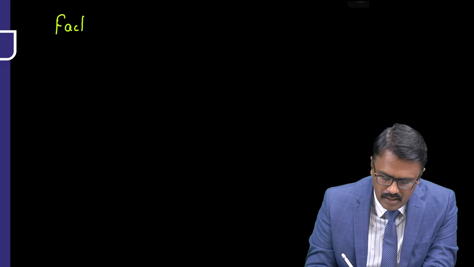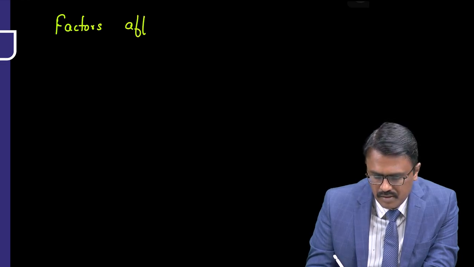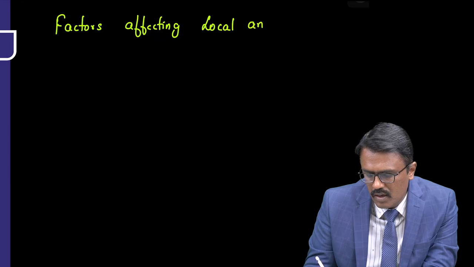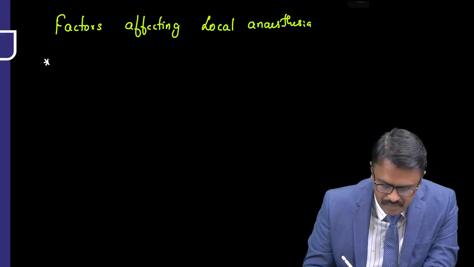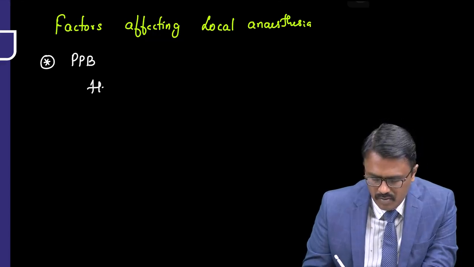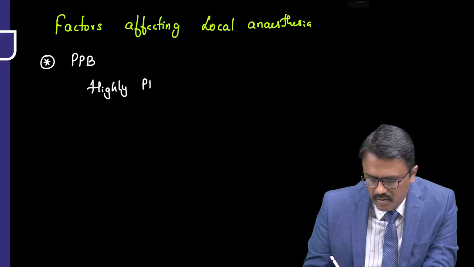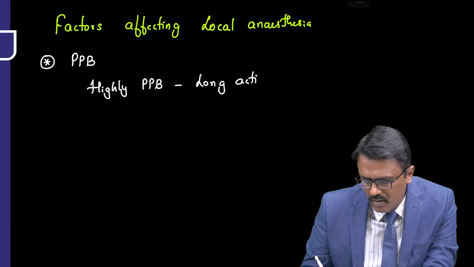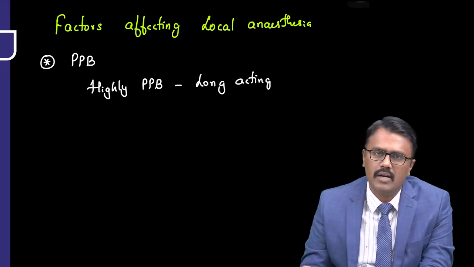Now when we give local anesthesia, are there any factors that matter? Yes. Let us understand the factors affecting local anesthetic action. Number one, plasma protein binding. You know the general pharmacology. If they are highly plasma protein bound, they are usually longer acting, you all know it. And if they are low plasma protein bound, they are obviously shorter acting. We know the general pharmacology.